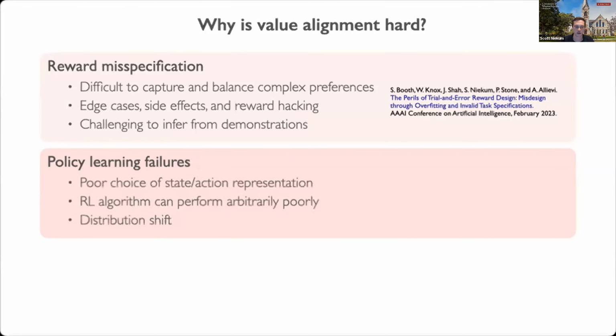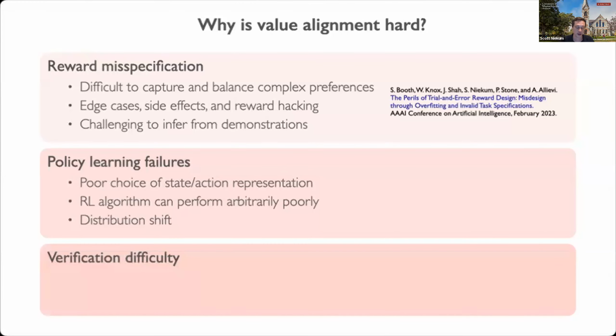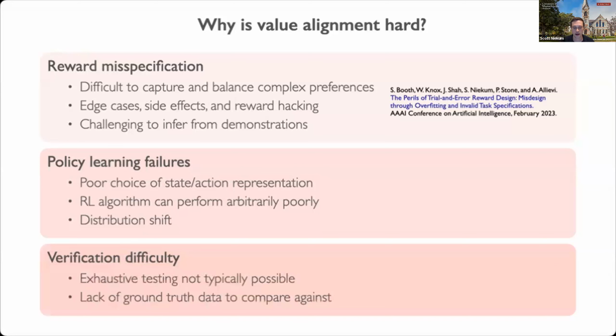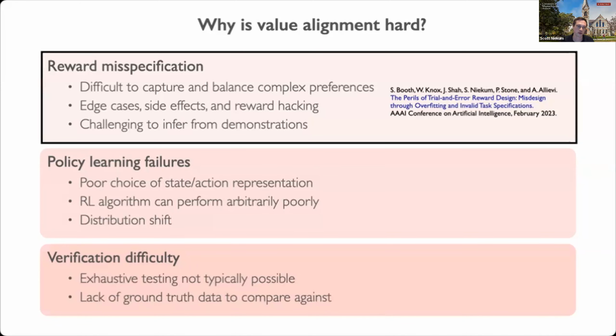And even if you manage to learn a good policy at the end of the day, you might not want to deploy it unless you feel fairly confident that it's going to perform well in your final task. And so you want to be able to verify. But verification is also really difficult. Exhaustive testing is typically not possible. And there's often a lack of ground truth data to even compare against in the first place. So every step of learning and deploying policies is difficult. I'm going to focus mainly today, though, on the reward specification step, but all of these steps are extremely important. And I think actually social intelligence is important in all of these steps as well.